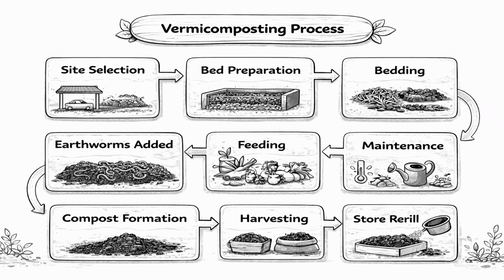So this is the step-by-step process for preparation of vermicomposting, where we have 9 steps. We will discuss all these steps, starting from site selection till the compost formation.